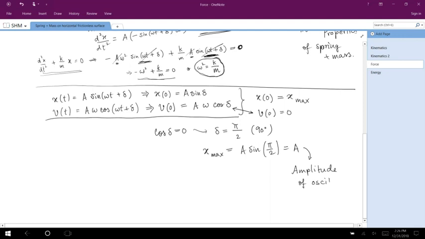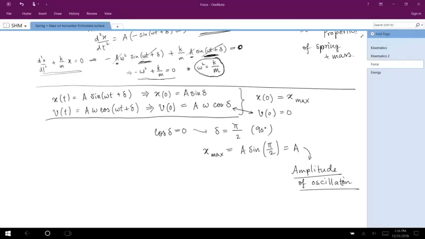This is the maximum value that the position of the block can take relative to the unstretched situation for the spring. That's why this is known as the amplitude. The amplitude is the same as the initial displacement of the block that we started it off with.